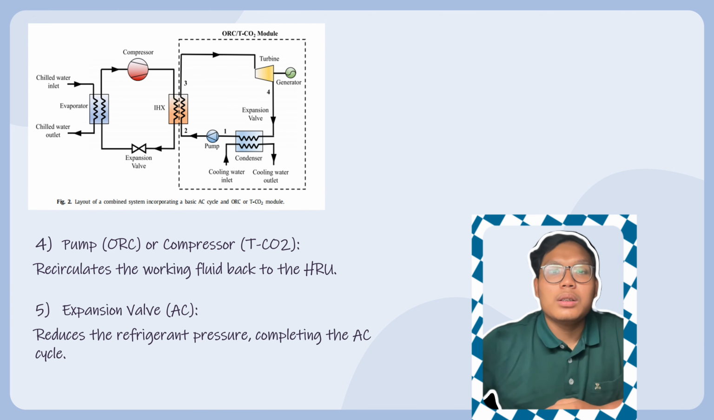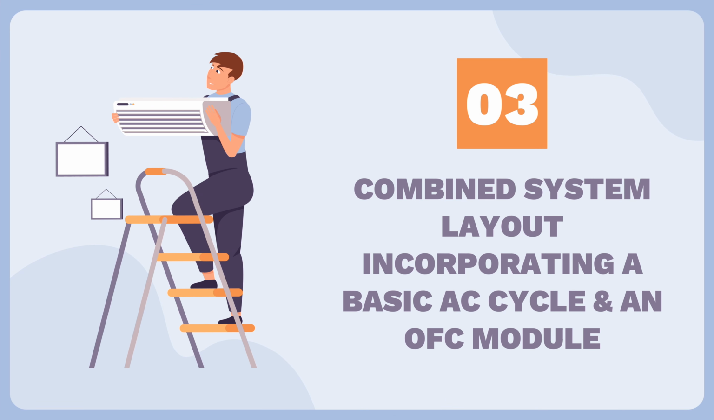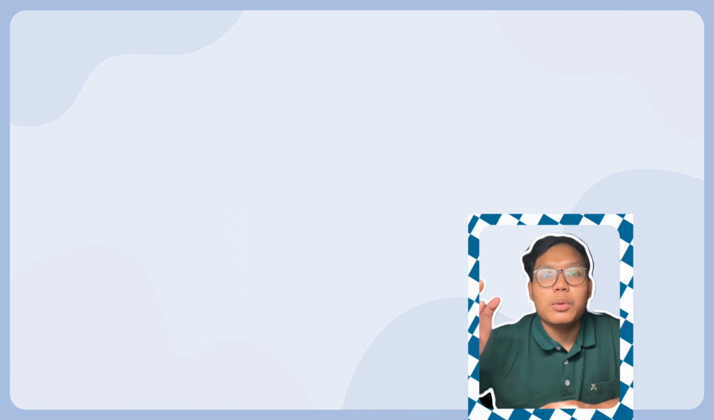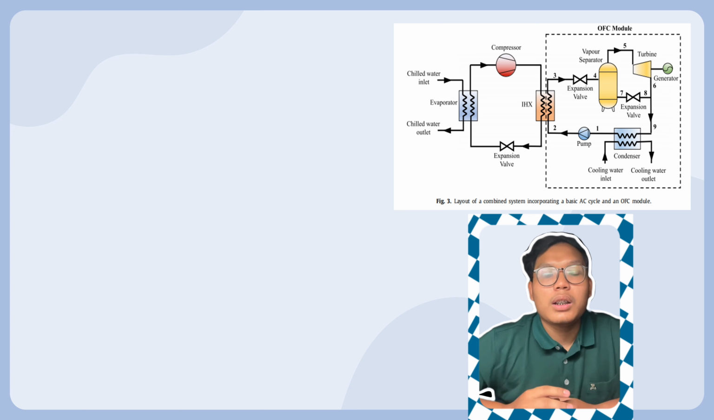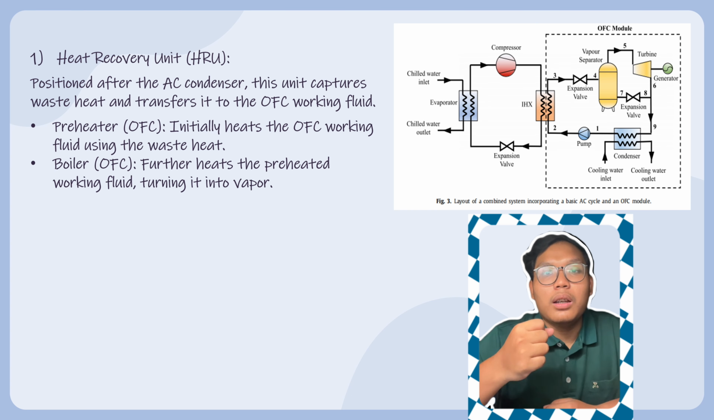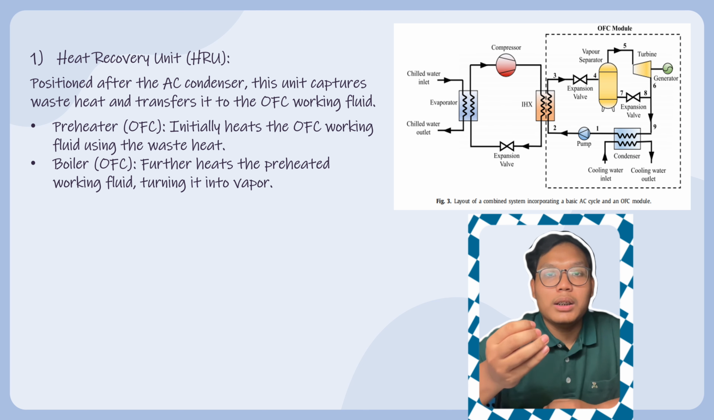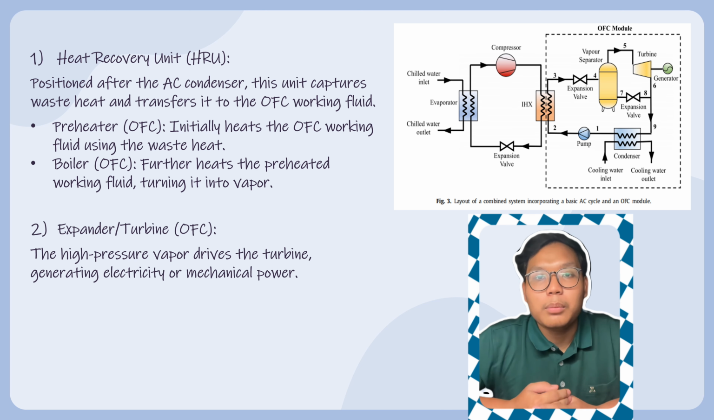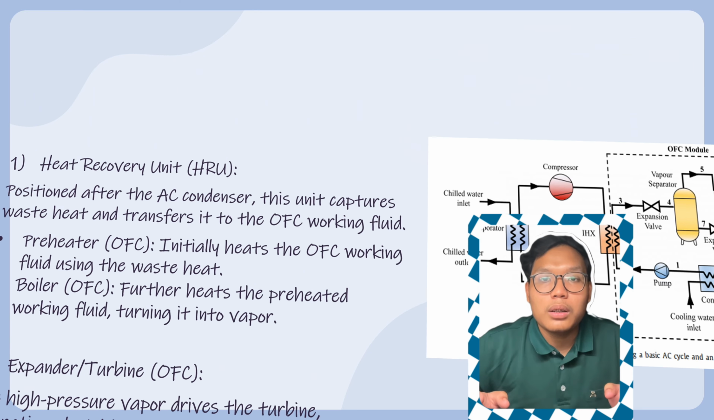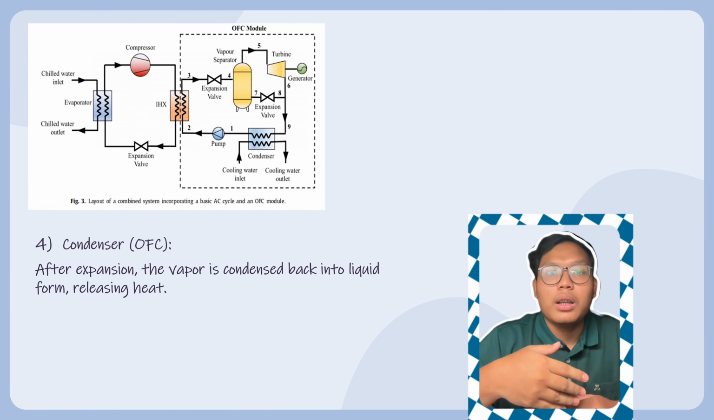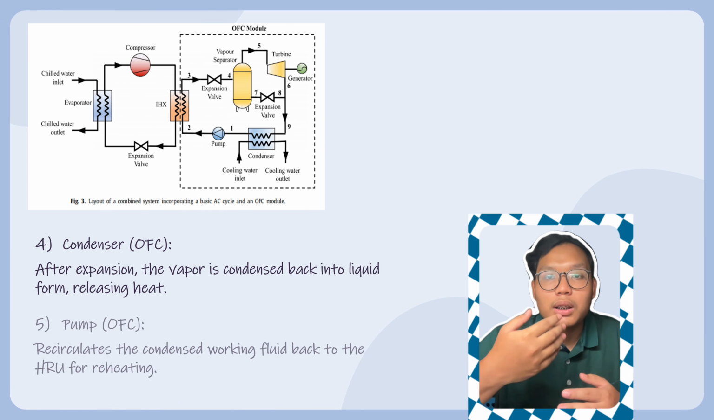So, here we can see the third schematic diagram. Here we combine with OFC module. Similar to the first, a heat recovery unit captures waste heat, heating the OFC working fluid. The fluid is vaporized in the boiler and drives a turbine for power. A flash chamber separates vapor from liquid, which is then condensed back into liquid, and a pump will recirculate it.